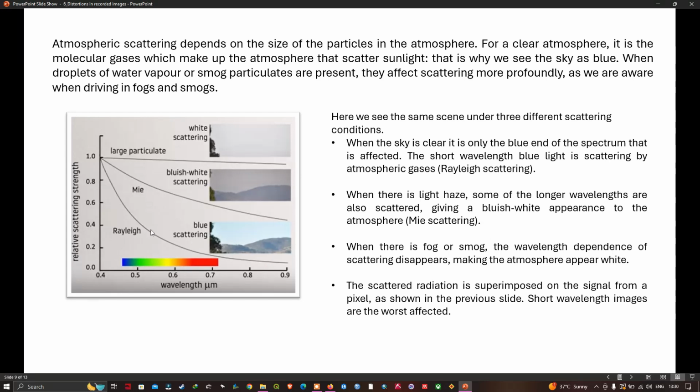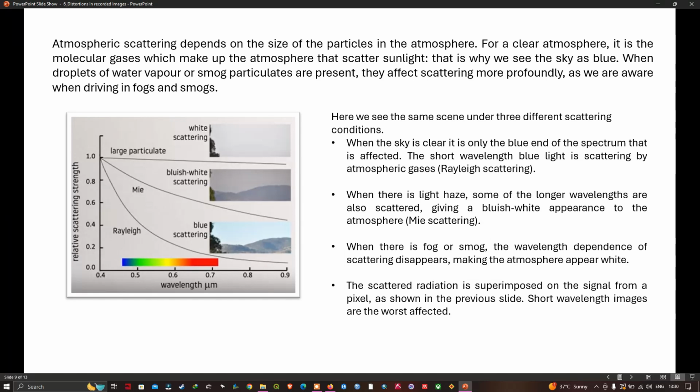So the net effect is blue coloring. You can see the atmosphere in blue color, and that is why we see the sky as blue on a clear day. You can also go through this definition. When the sky is clear, it is only the blue end of the spectrum that is affected. The short wavelength of blue light is scattered by atmospheric gas. It is called Rayleigh scattering.